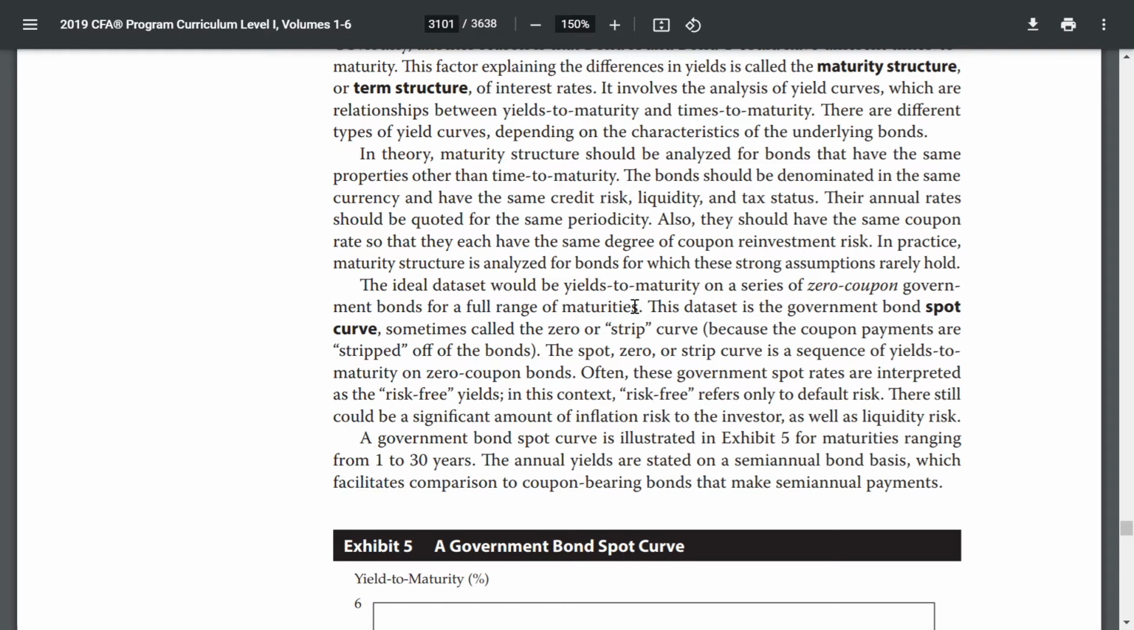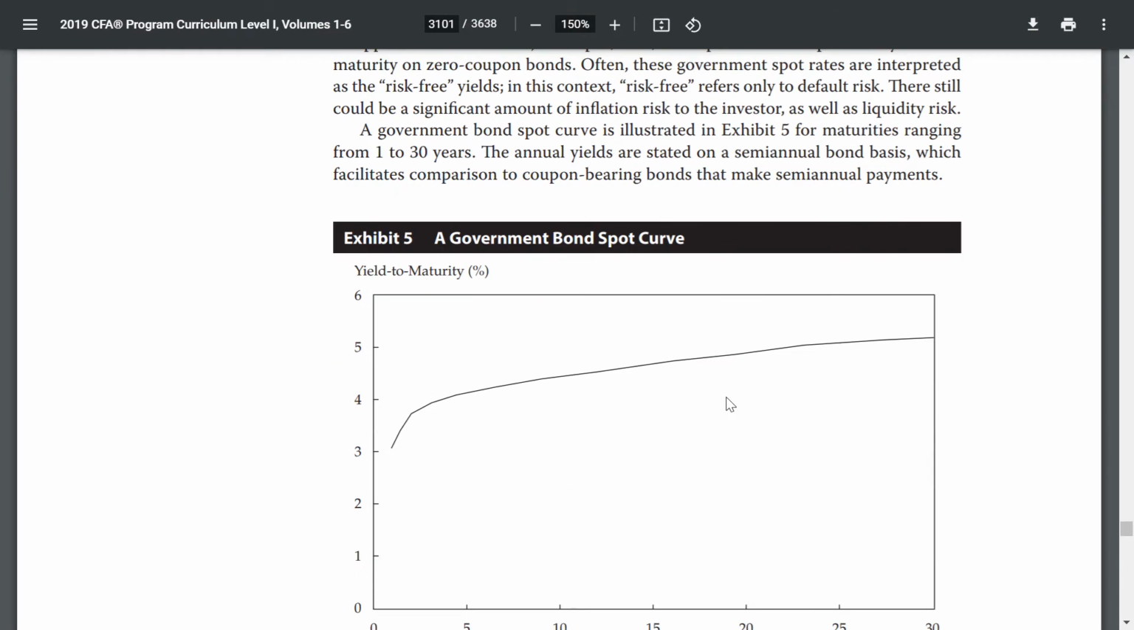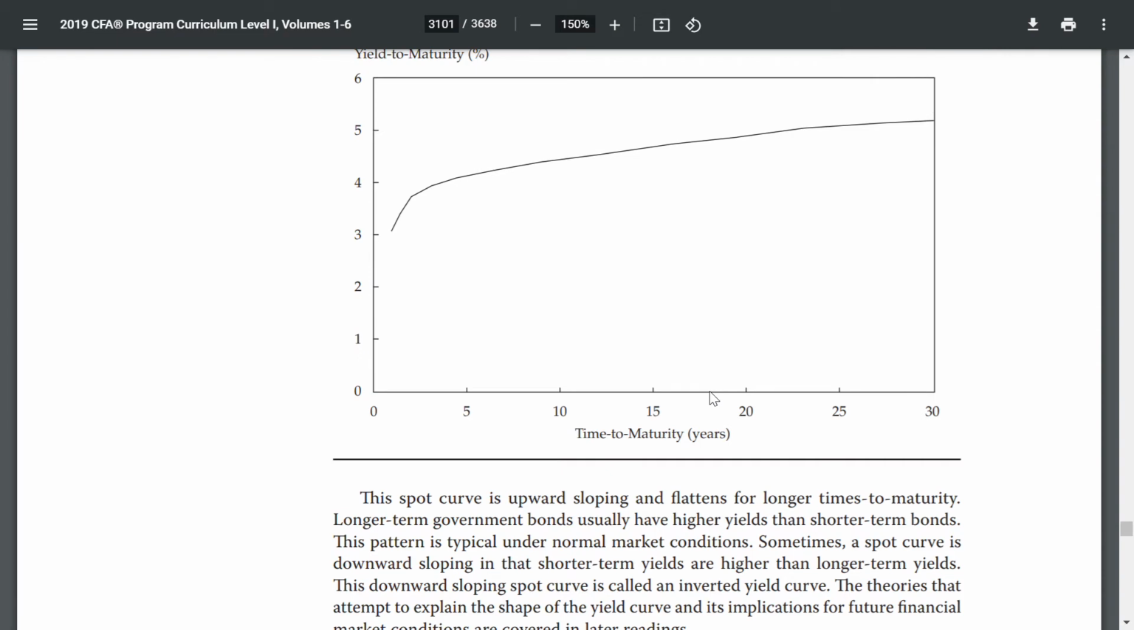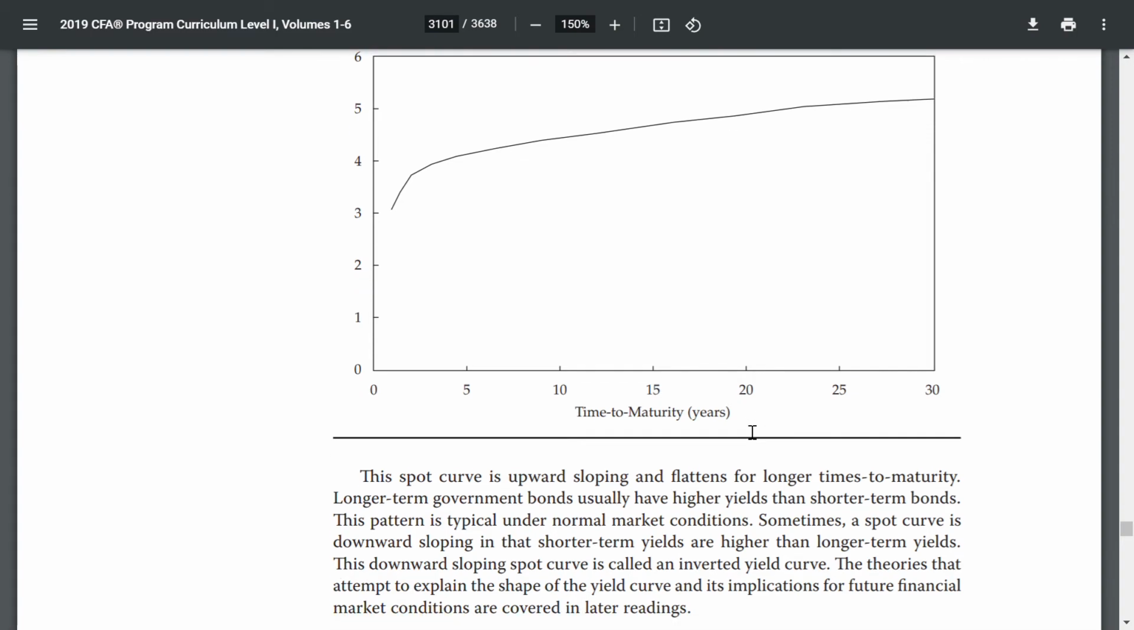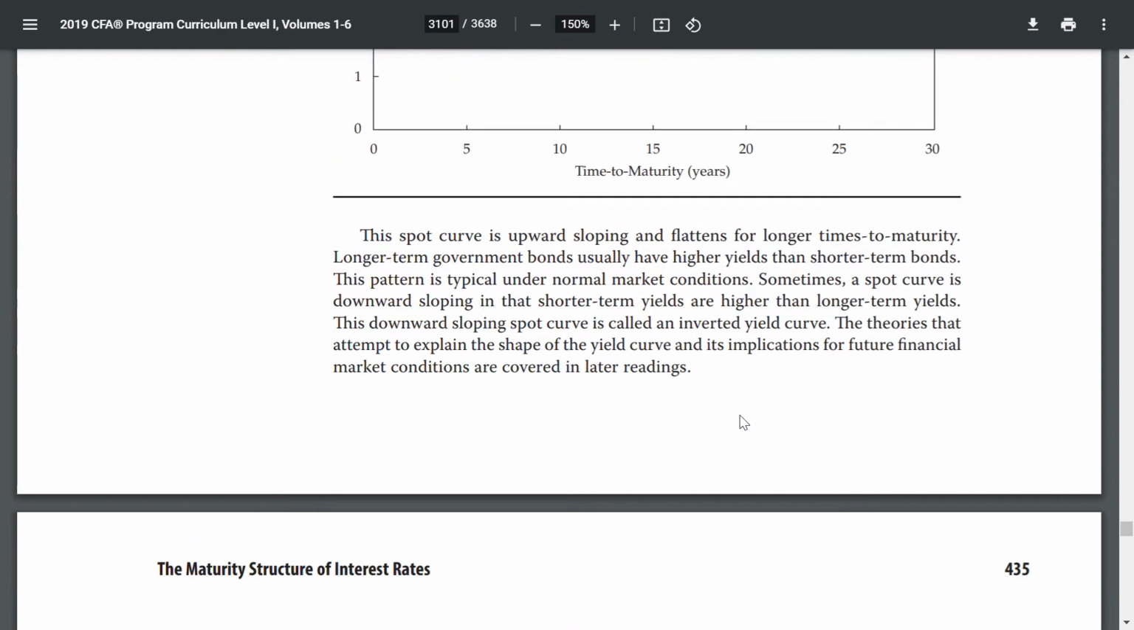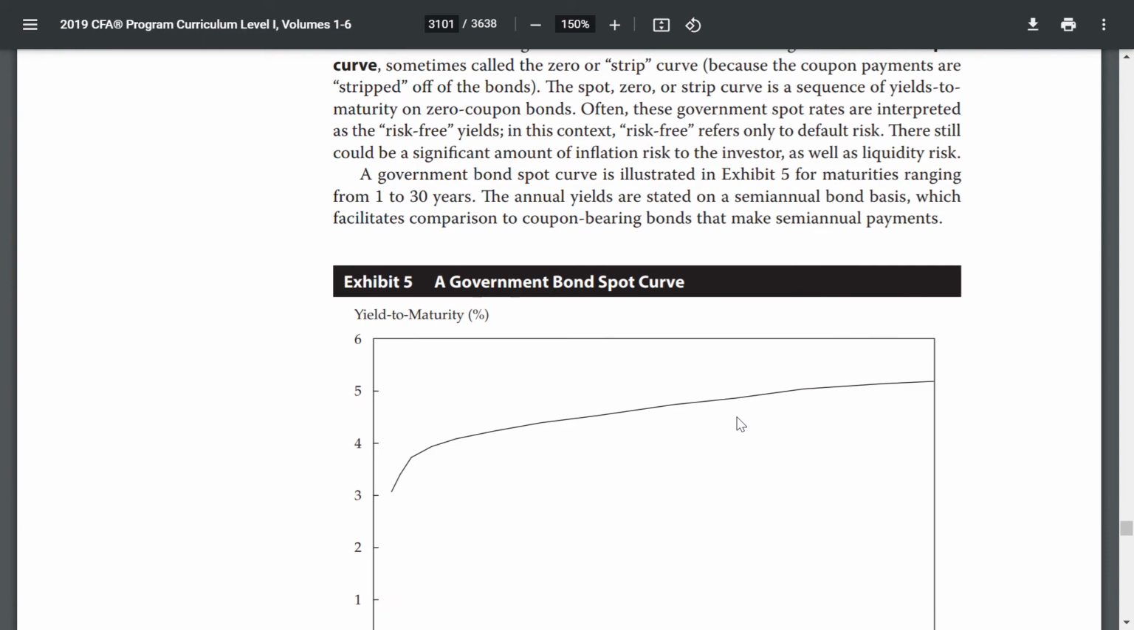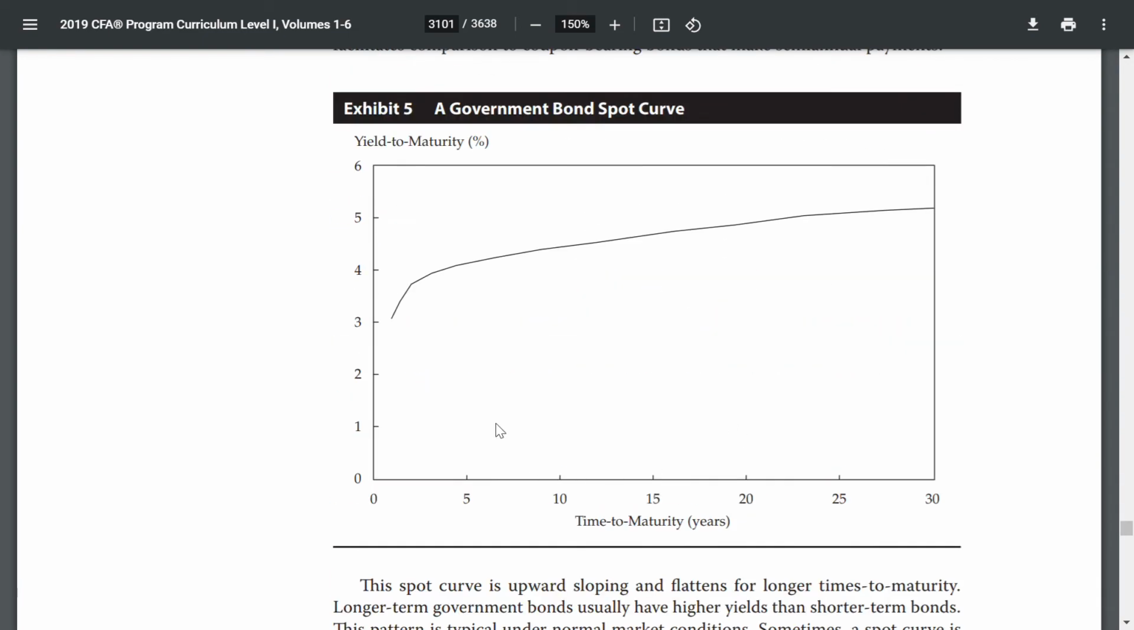Often these government spot rates are interpreted as a risk-free yield, with risk-free referring only to default risk. There still could be significant risk from inflation and liquidity. So there is no real risk-free rate of return, not because the bond would default. Obviously, if the U.S. Treasury bond defaults, you have bigger problems to worry about than your own bond. But they're talking about the other risks, the inflation risk, the liquidity risk, etc. Yeah, so this is what it looks like.